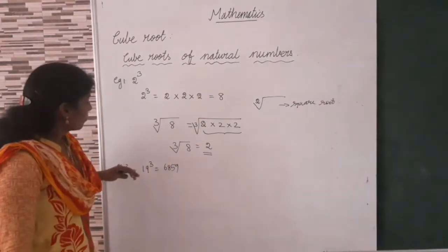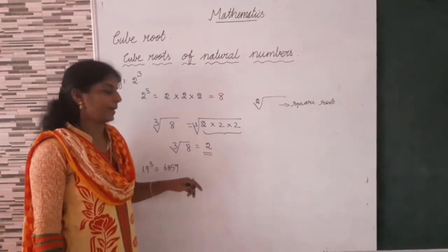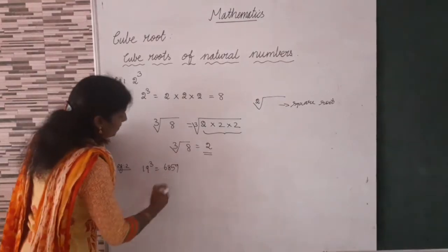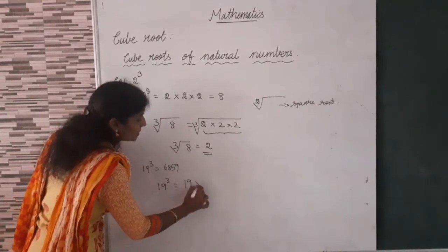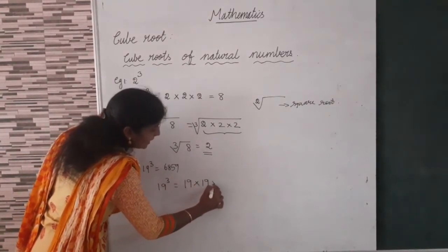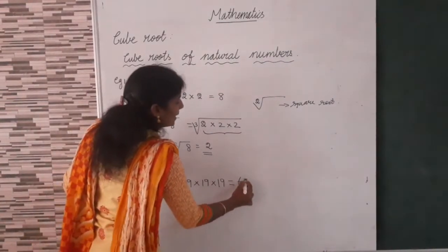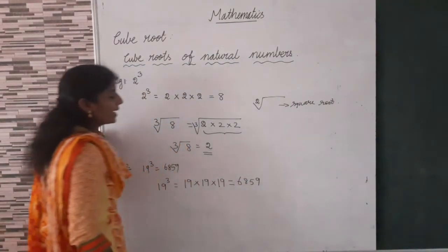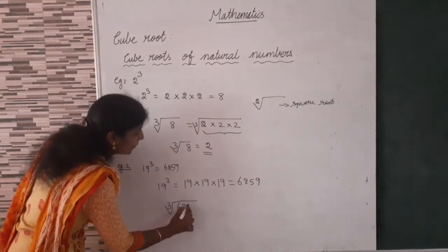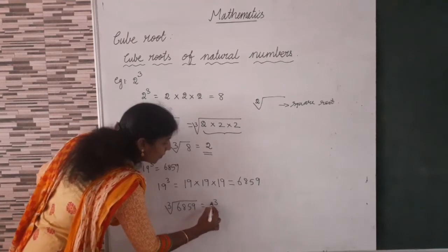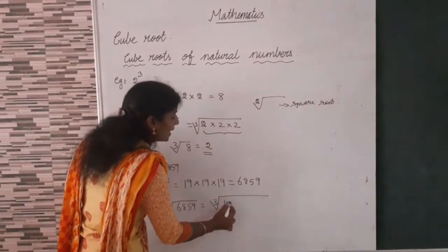Now one more example. 19 cube equal to 6859. 19 cube means 19 three times. We can multiply 19 three times, 19 into 19 into 19 equal to 6859. Now we can write cube root of 6859 equal to cube root of 19 three times.